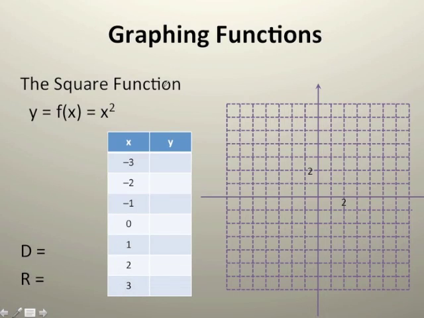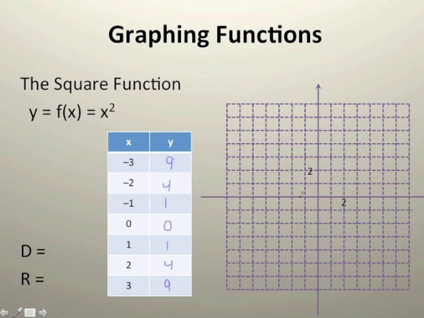Let's look at graphing a variety of functions. The first function we're going to graph is the squaring function, y equals f of x equals x squared. So negative 3 squared is 9, negative 2 squared is 4, negative 1 squared is 1, 0 squared is 0, 1 squared is 1, 2 squared is 4, 3 squared is 9.